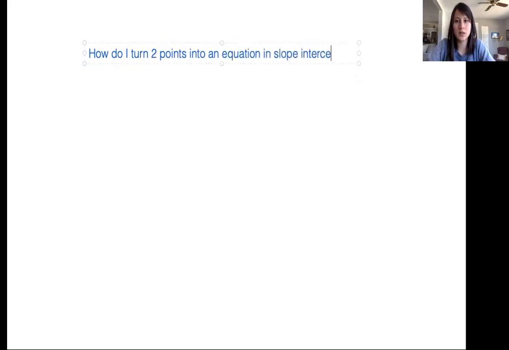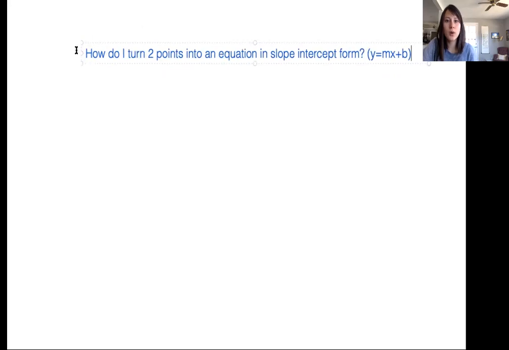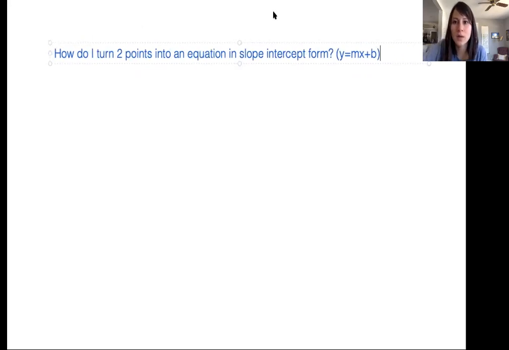Here's my big question. How do I turn 2 points into an equation in slope intercept form? And that would be y equals mx plus b. That would be slope intercept form. So that's the big dilemma. How do I turn 2 points into an equation in slope intercept form?